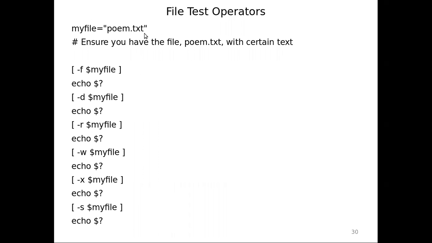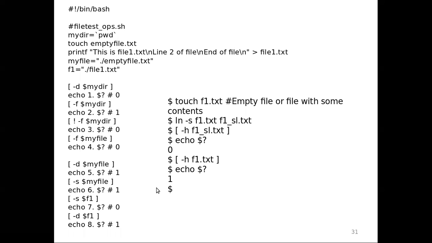So you create a script file called poem.txt or any other name, it doesn't matter. And ensure that certain text is there with certain text, otherwise minus s will fail. Then minus s will give true; if the size is zero, it will give false. But if you have some text, it will be 0. So, is it a file or not, true. Directory false, readable true, writable true, execute false, size yes true, 0. So 0 is true and 1 is false, like that.